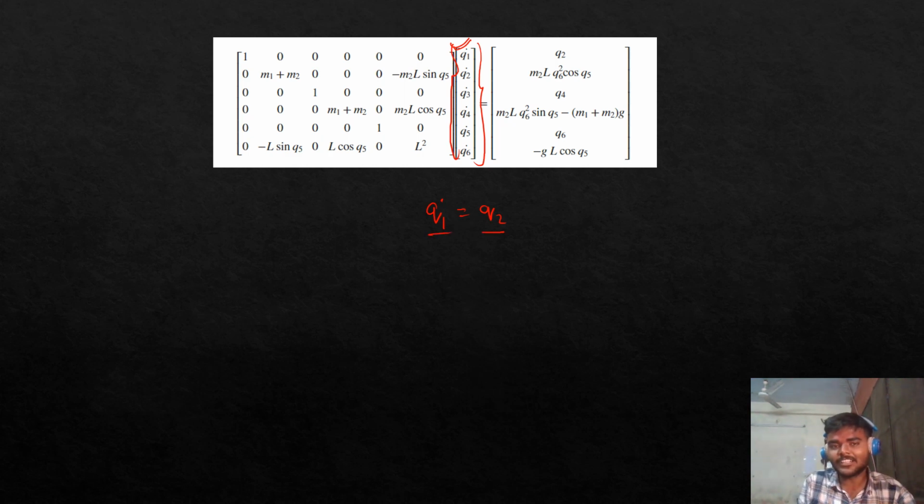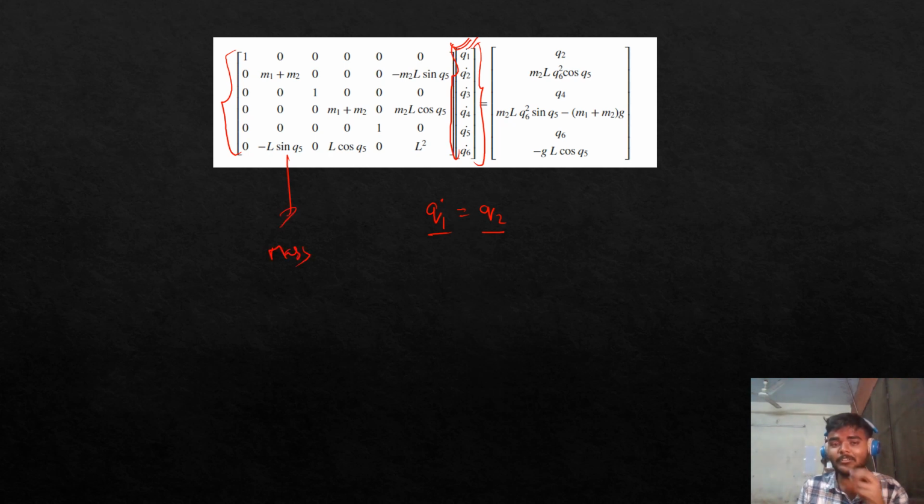See, if you multiply 1 with this, you'll get 1 into q1 dash is equal to q2. So first they have defined it. Then you have to make a vector, you have to make a matrix like this, and this is called the mass matrix.